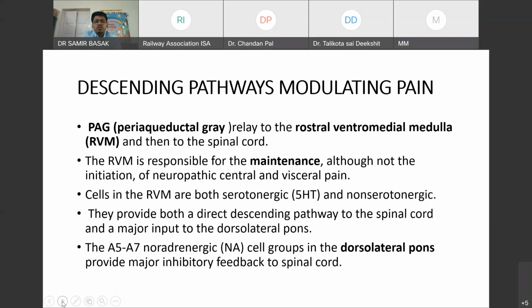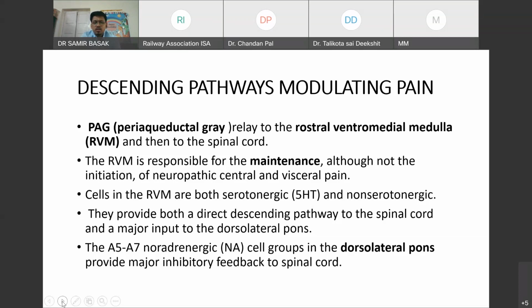So the descending pathway starts from the midbrain periaqueductal gray matter. This goes to the rostral ventromedial medulla, then comes to the spinal cord. The rostral ventromedial medulla is responsible for maintenance. Although they do not initiate, they only maintain neuropathic, visceral or central neuropathic pain. These are mainly serotonergic, but also noradrenergic.